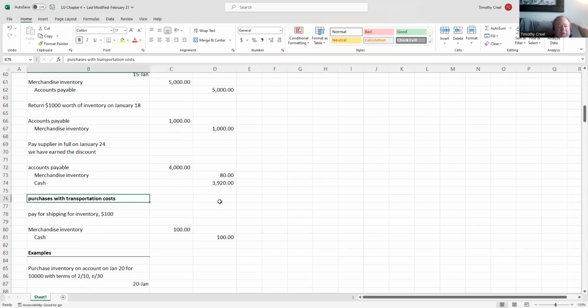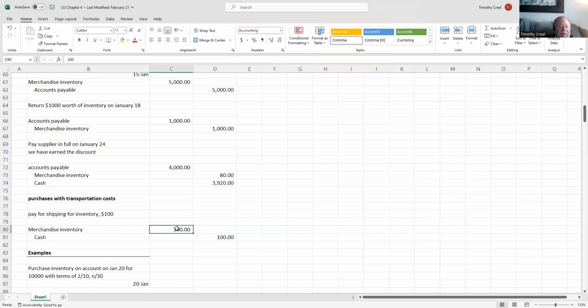Now, purchases with transportation cost. If we have to pay for shipping, such as if we need to order something and have it overnighted to us, there might be some additional fees related to that. So if we have to pay for shipping, like in this example, pay for shipping $100, we would debit merchandise inventory and credit cash. The reason that we're debiting merchandise inventory is because if we have to pay for shipping, we have increased the cost of that inventory. And so we're going to debit and increase the value of that inventory on our books.